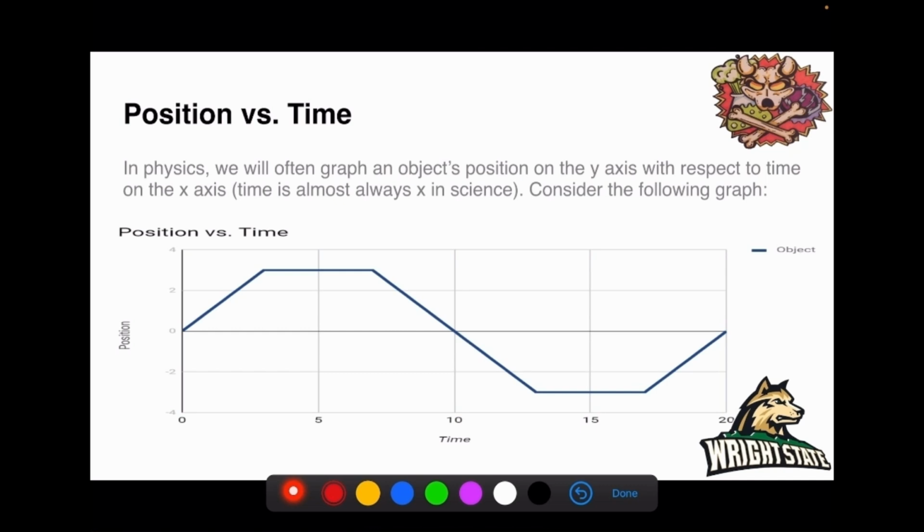So in physics, we will often make a position versus time graph. In science, we usually put time on the x-axis. So you put position on the y-axis, time on the x-axis, and you're measuring the change in position of an object over time.